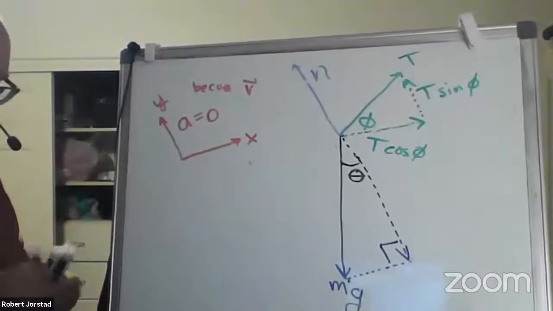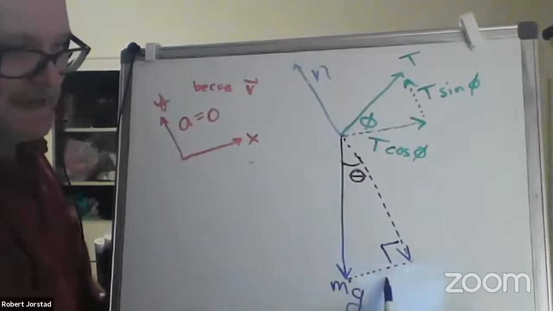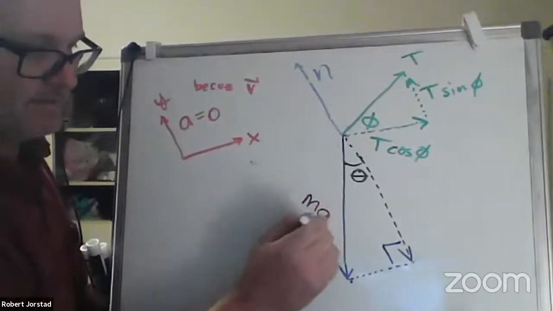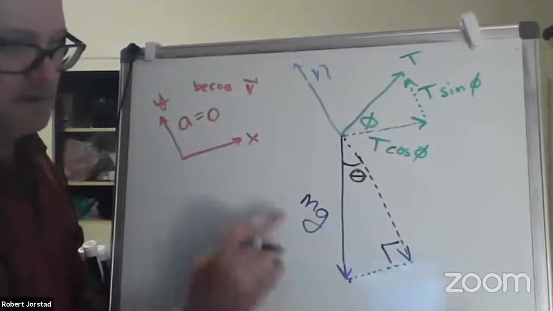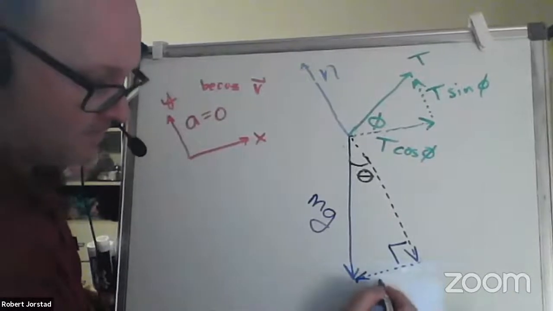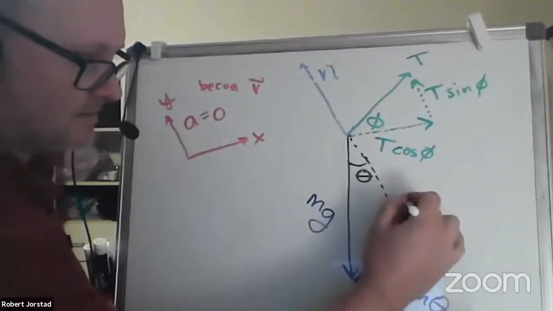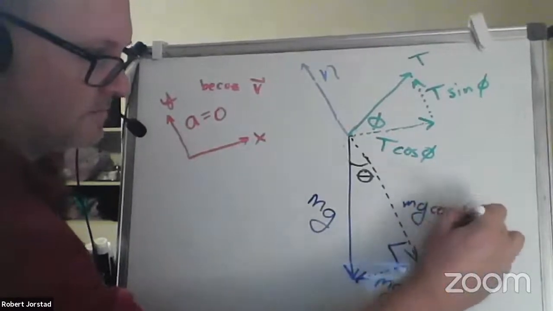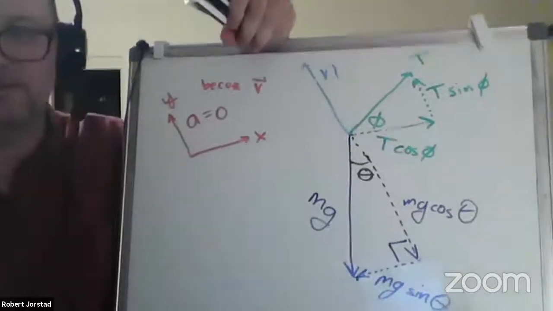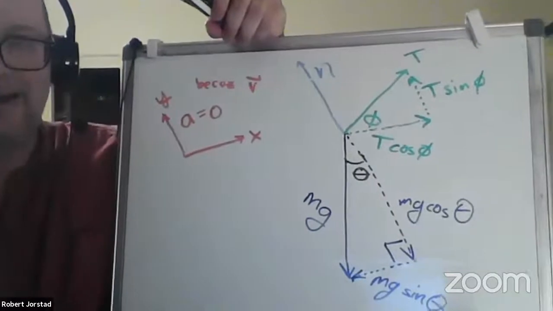Next, down here, this side, is it mg sine or is it mg cosine? To be clear, the hypotenuse here is mg. That's the full vector. So what's this side? Mg sine, correct. And that means this side is adjacent. All right. And from there, we're off to the races. I'm going to pause and leave this up here. Any questions about how I got any of that?